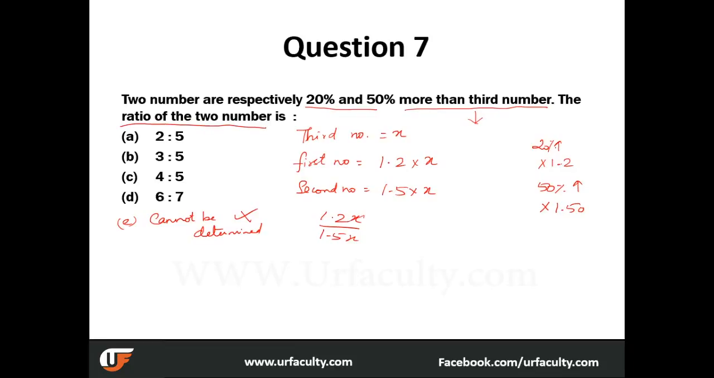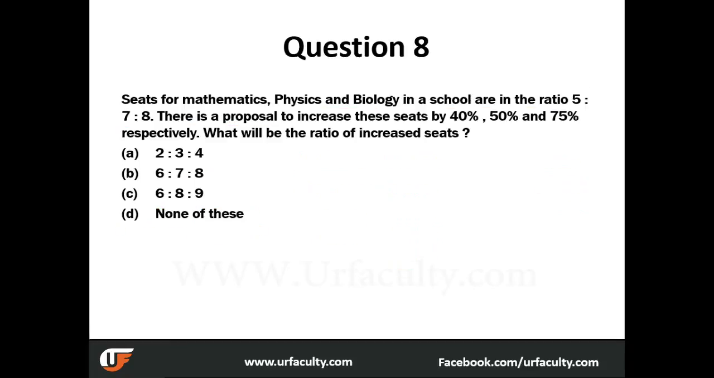And the x will get cancelled, right? So what happens? We are left with 12 by 15. And what is 12 by 15? It is basically 4:5. The answer is this. Hope you understood this question. Please don't fall into the trap of cannot be determined in such questions. Moving on to the next one.